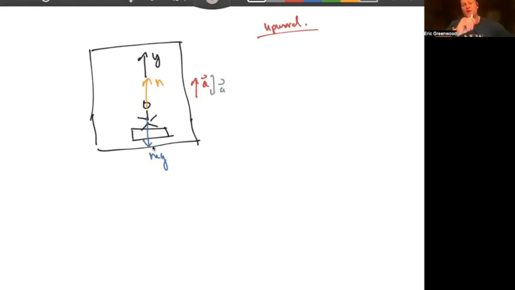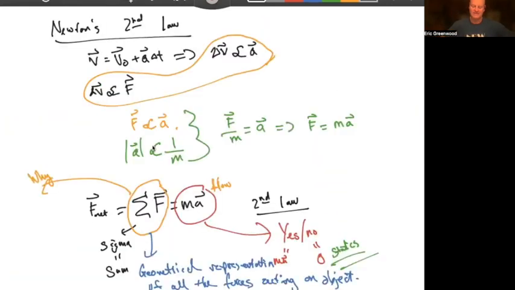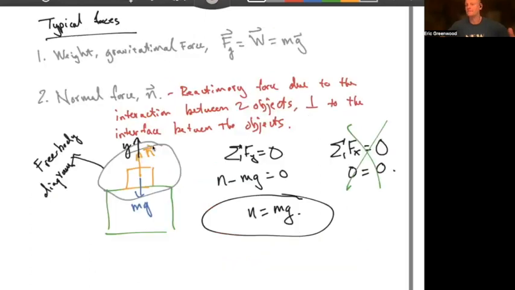Now, here's another thing I should point out. Always try to choose your positive direction in the direction of the acceleration. The reason is that Newton's second law tells me this thing is equal to m times a, where a is a vector, which means that if a is in the opposite direction as my positive y direction, it has to be negative. But if I always choose it in the direction of positive y, I'll never have to worry about forgetting that negative sign.